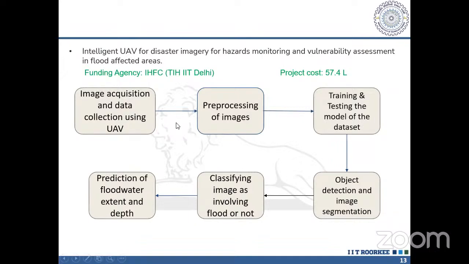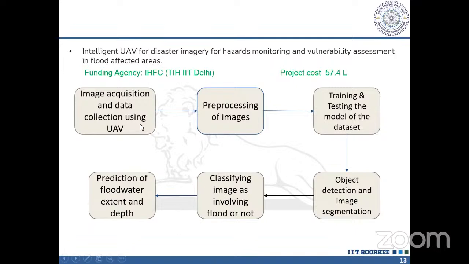In this project, we have collected the images of flood affected areas. We are targeting the Delhi region through a drone system and passing these images through the proposed methodology. Here I am showing some of the methodology part, so that we can identify the exact height of flood and the extent of the flood affected area, right? Here you can see the process cycle.